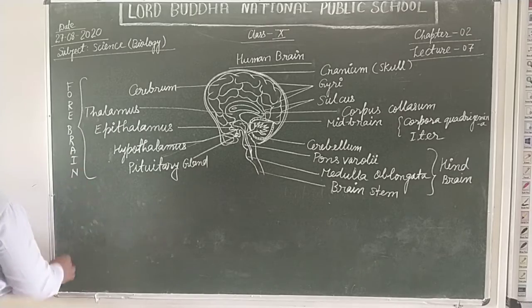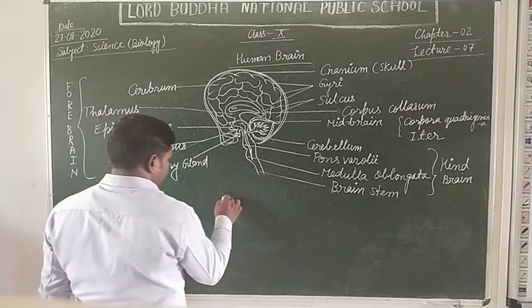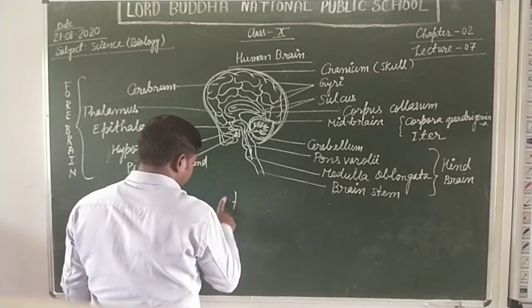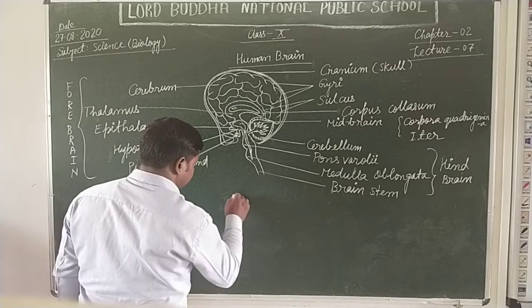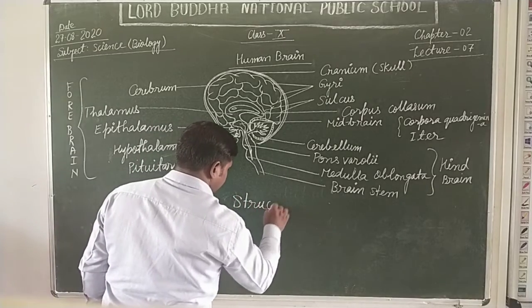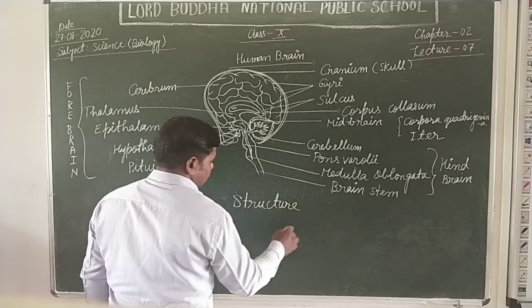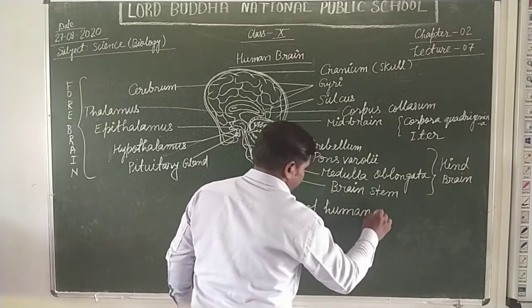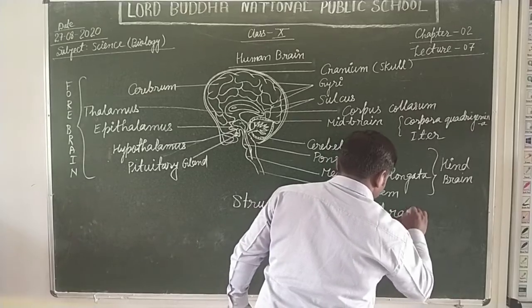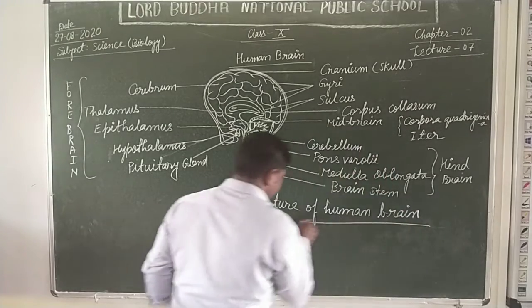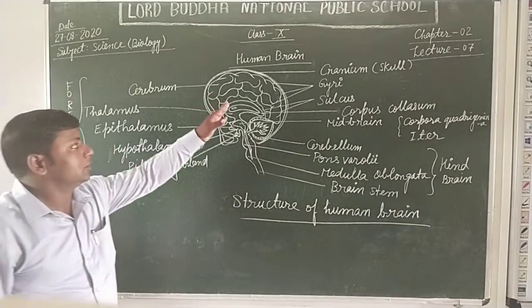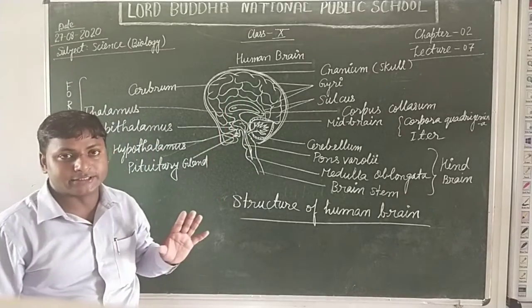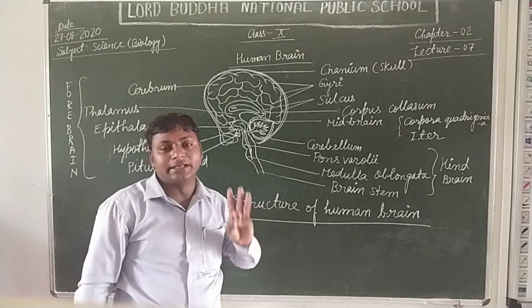Forebrain of human. Structure of human brain. You can write here: structure of human brain. Students, as I was telling you, the human brain is enclosed by the three meninges.